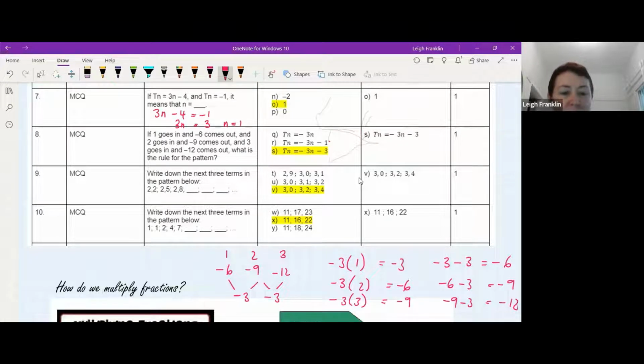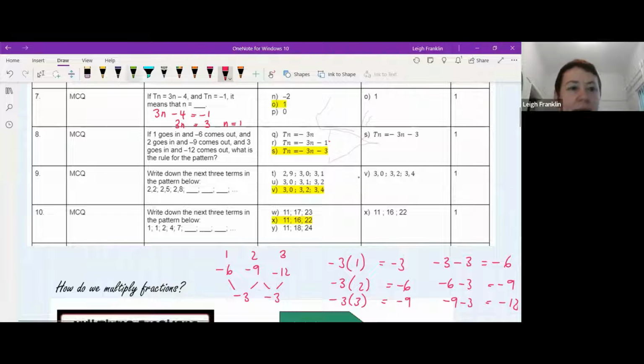Okay, then write down the next 3 terms in the pattern below. So the first number was 2,2. The next number was 2,5, then 2,8. So hopefully you realized they were going up in increments of 0,3, which means that the next, oh, hang on a second. I think I made a mistake there.